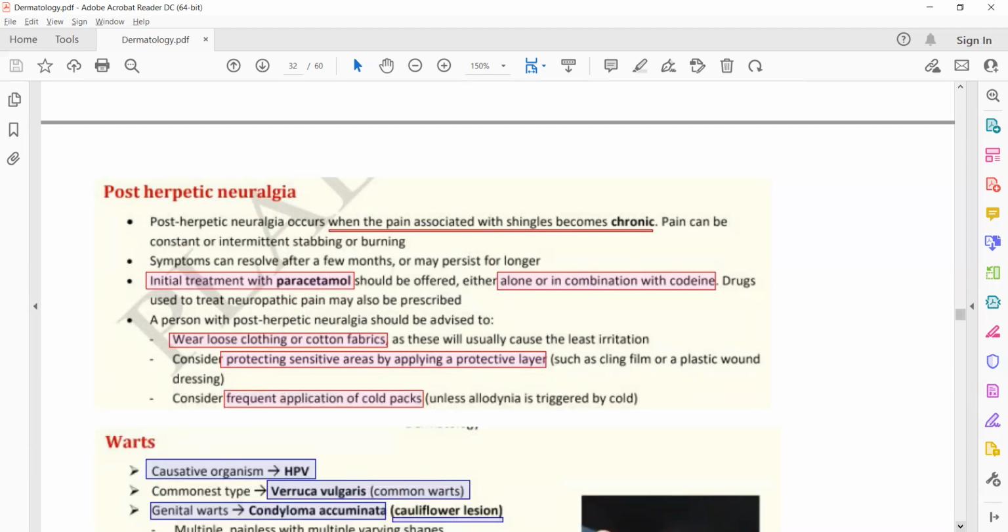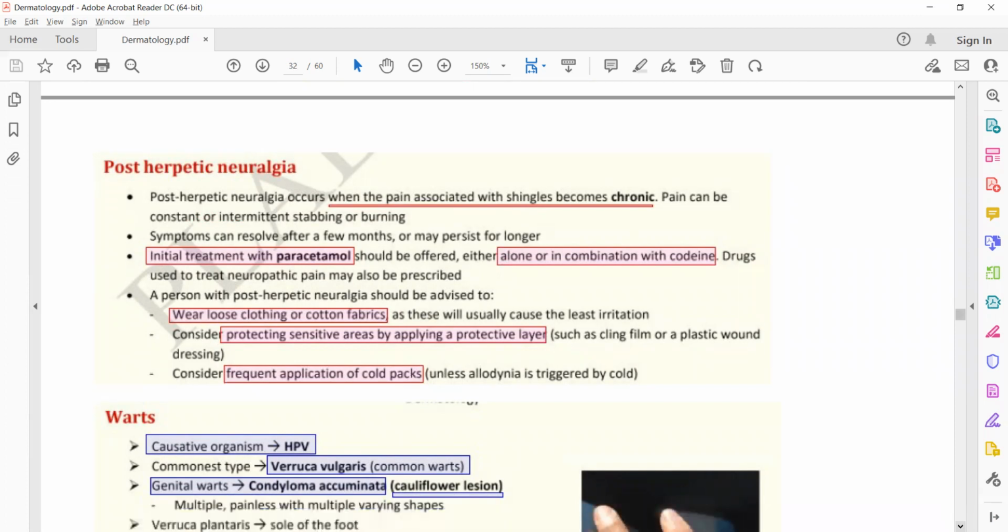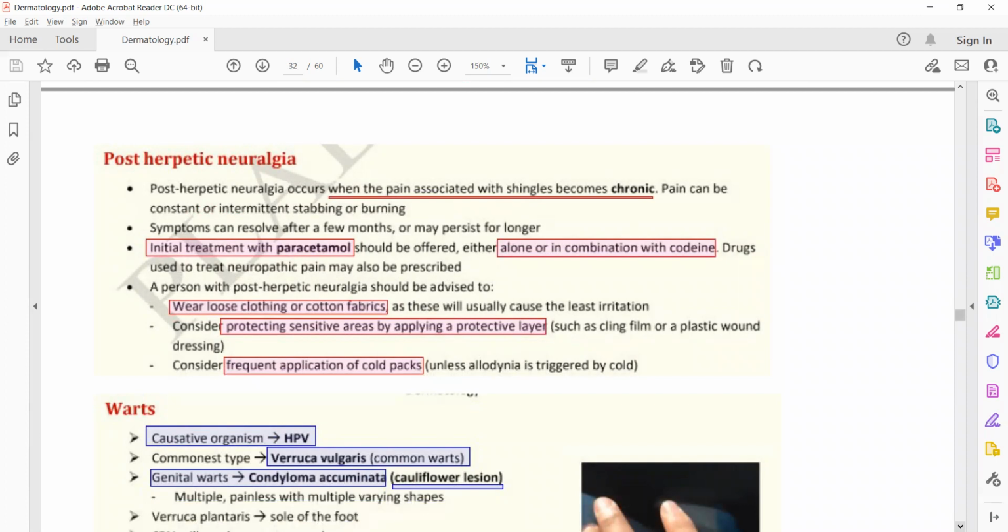Post-herpetic neuralgia, we have already discussed what it is. Post-herpetic neuralgia is persistence of the pain even after the vesicles are resolved. The treatment is amitriptyline, gabapentin, pregabalin, etc. And the other advice that you can give to the patient, initially it can be treated with paracetamol. Also, opioid painkillers such as codeine can be used if there is no response to paracetamol. And drugs that are used to treat neuropathic pain can also be prescribed.